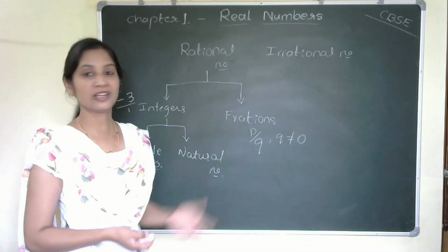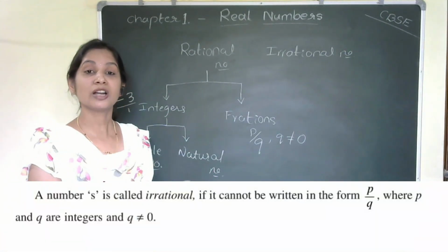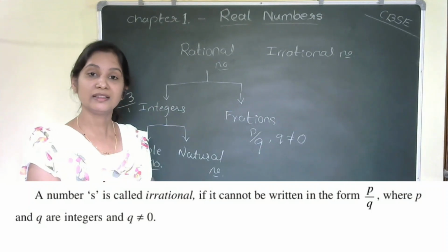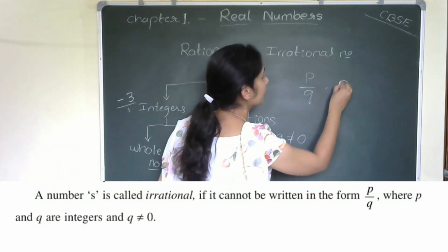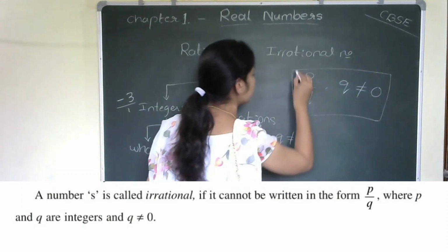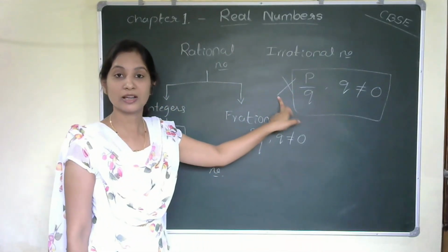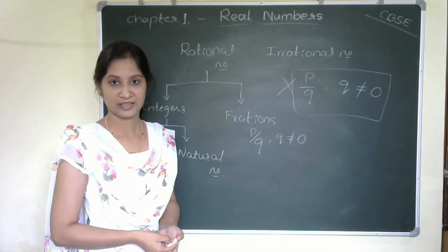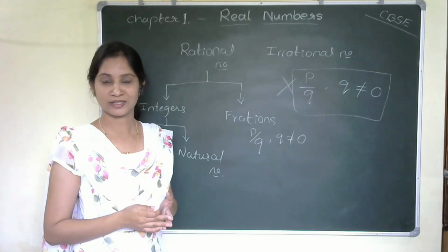So then what about irrational numbers? Any number that cannot be expressed in the form of p by q, where q is not equal to 0, is called an irrational number. This condition should not be satisfied. Then it is called an irrational number. We will take examples to understand this concept better.